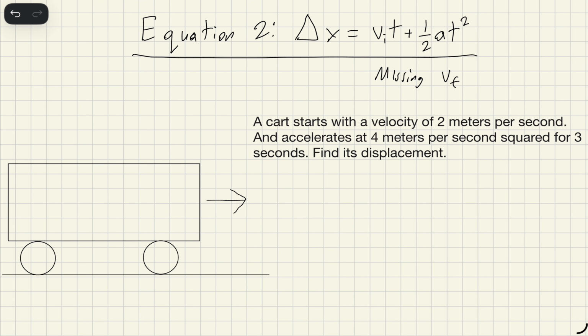Here's an example problem dealing with equation number 2. Equation 2 is missing the final velocity. That's the term that is not in the equation, but it has displacement, initial velocity, time in 2 separate places, and acceleration. This first term represents the distance that the object travels based solely on initial velocity. And the second term represents the distance that the object travels based on the acceleration.